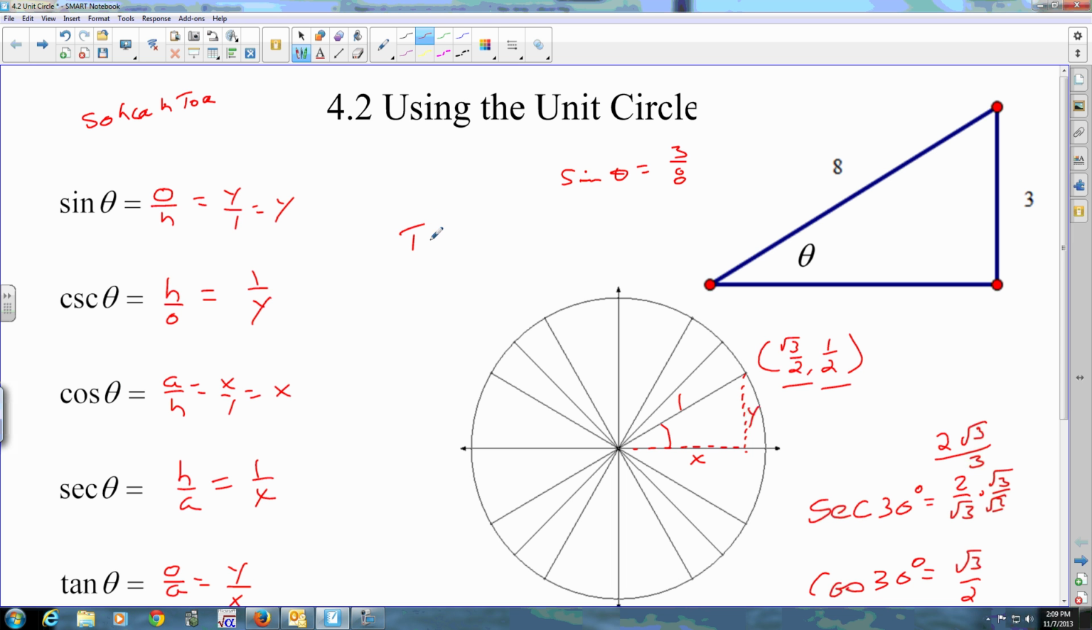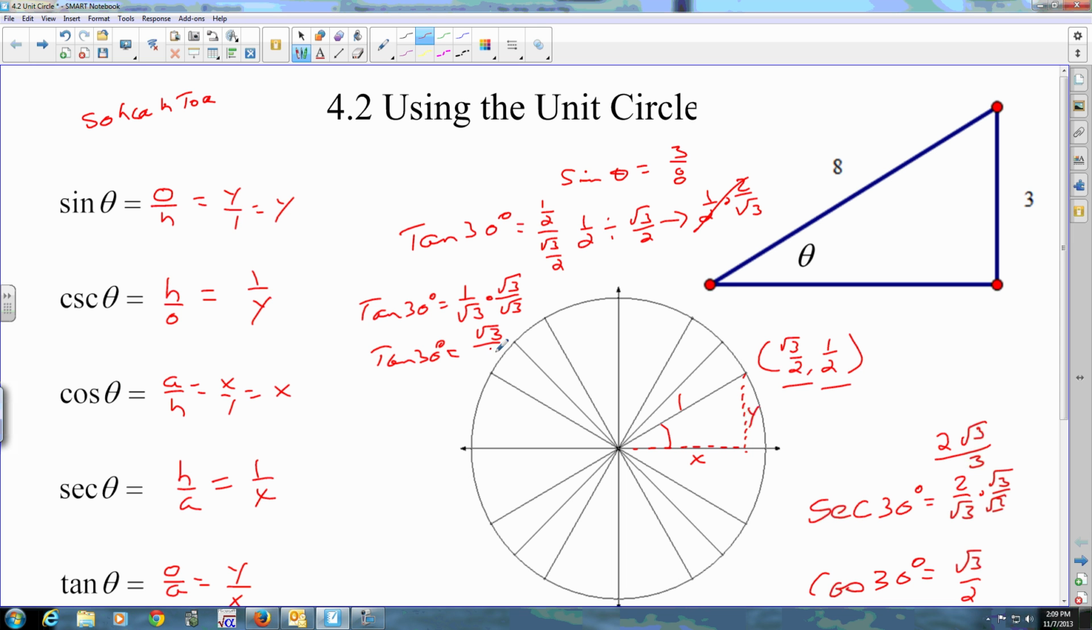Okay? So if I say, give me the tangent of 30 degrees, 30 degrees is here. It's your y value over your x value. So that's a half being divided by the square root of 3 over 2, which becomes a half times 2 over the square root of 3. Those cancel. So you get the tangent of 30 is 1 over the square root of 3. And then you rationalize it, and you get the tangent of 30 is equal to square root of 3 over 3. Okay? So you're going to use the unit circle to get those 6 trig functions.